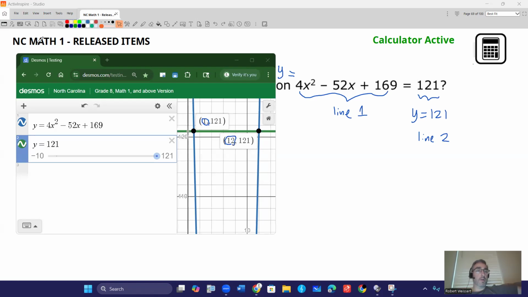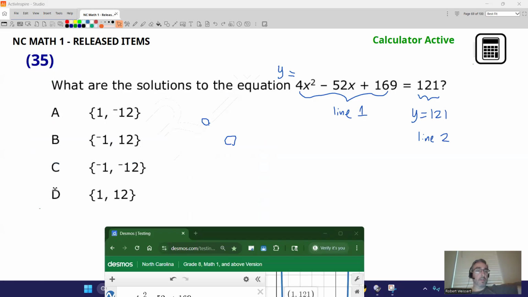And you can see over your answers here that 1 and 12 indeed is an answer choice. And that's all you've got to do if you're trying to use Desmos on that. So if you got the answer using Desmos, you can skip ahead to the next video, but I'm going to go ahead and show you how to do it by hand for those of you that are interested. So I'm going to clear all this out. We'll work it out by hand.